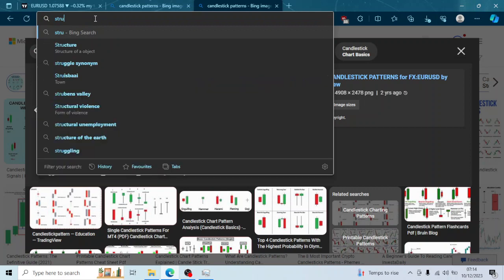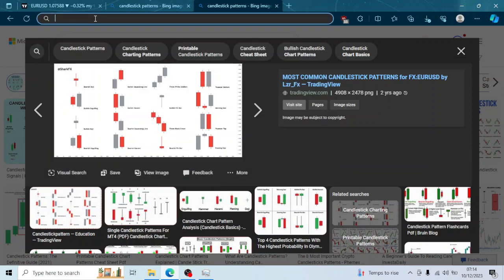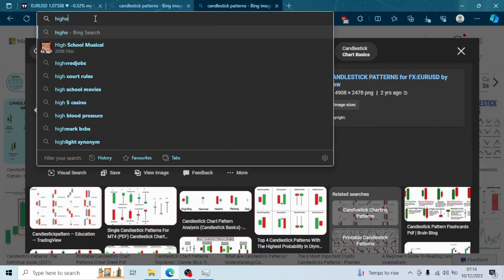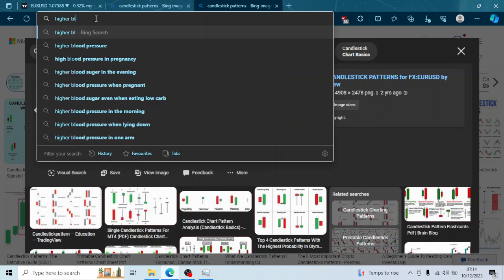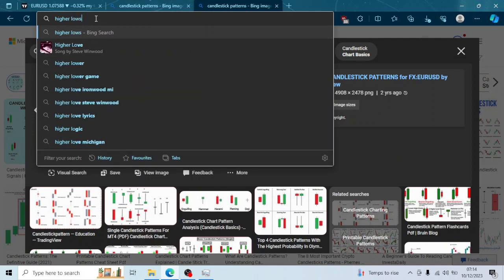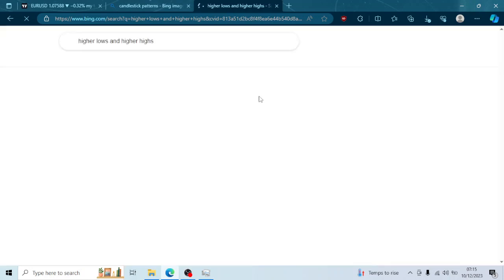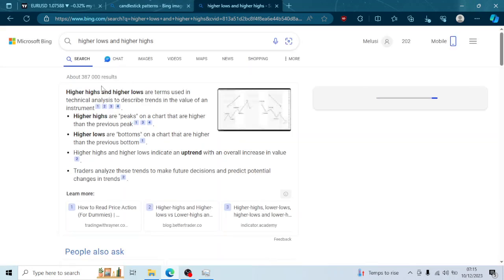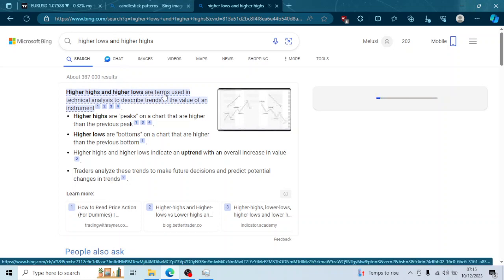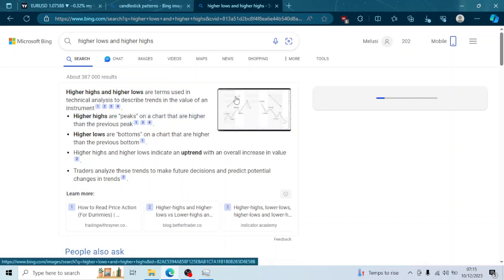Let's do this. That's not going to work. Let's say higher lows and higher highs, right? I want to show you guys the structure of a buy market for those who don't know. Higher highs and higher lows are terms used in technical analysis to describe trends in the value of an instrument. Higher highs are peaks. I want to show you guys the structure of a buy market and the structure of a sell market. This is market structure.